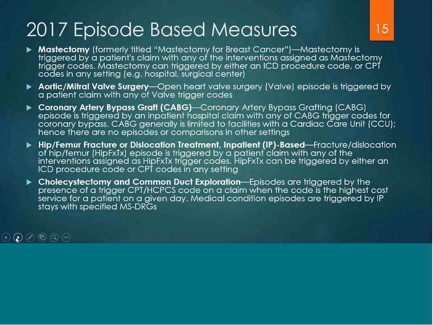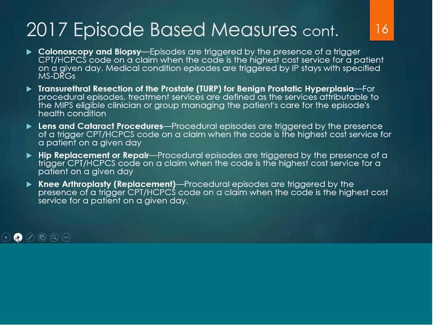Here's a list of the 10 episode-based measures for 2017. Mastectomy, aortic mitral valve surgery, coronary artery bypass graft, hip femur fracture or dislocation, cholecystectomy and common duct exploration, colonoscopy and biopsy, transurethral resection of the prostate, lens and cataract procedures, hip replacement or repair, or knee replacement.